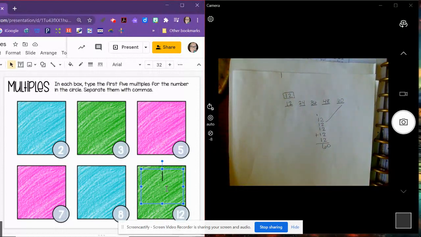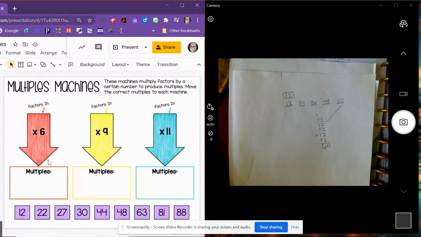Okay, so those are pretty easy. And then you would just list it out like it says, just put a space, comma, and so forth. Okay, so that's that slide. This one is pretty simple. It's the factors, multiple machines. These machines multiply factors by a certain number to produce multiples. Move the correct multiples to each machine.